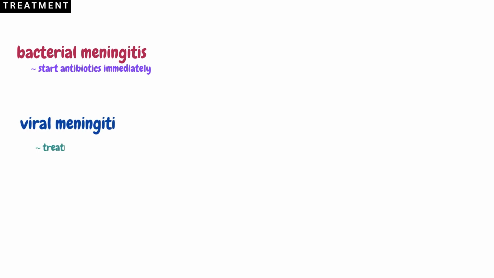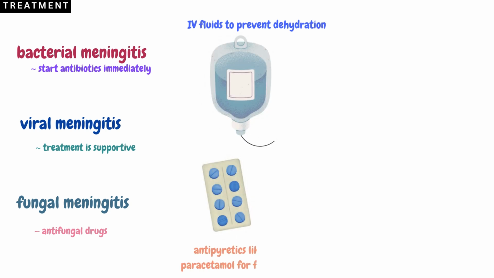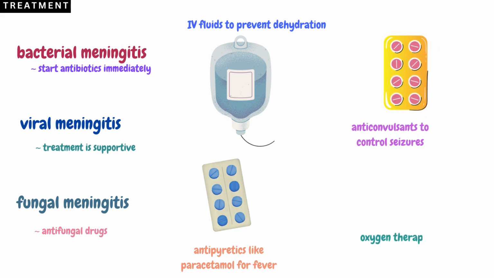Treatment depends on the type of meningitis. For bacterial meningitis, start antibiotics immediately, even before the test results. Common antibiotics are ceftriaxone, vancomycin, and ampicillin, especially for newborns or elderly. For viral meningitis, treatment is usually supportive, meaning rest, fluids, and medicines to reduce the fever and pain. In some cases like herpes virus, acyclovir may be used. For fungal meningitis, antifungal drugs like amphotericin B are given. Other supportive treatments may include IV fluids to prevent dehydration, antipyretics like paracetamol for fever, anticonvulsants to control seizures, and oxygen if breathing is affected.